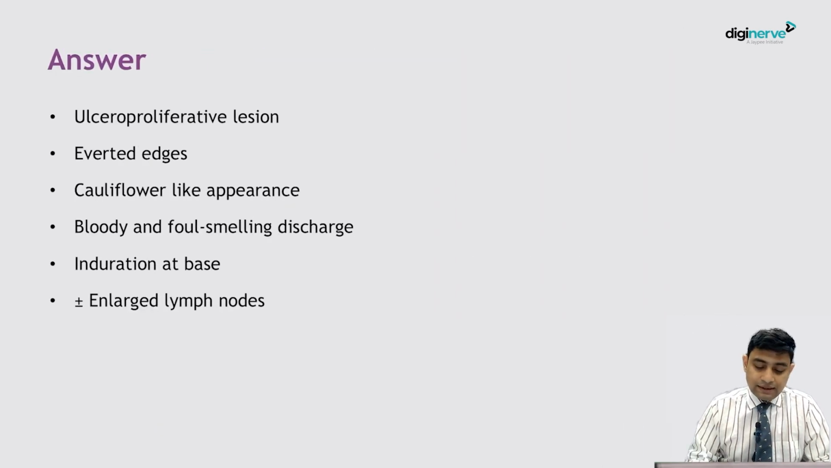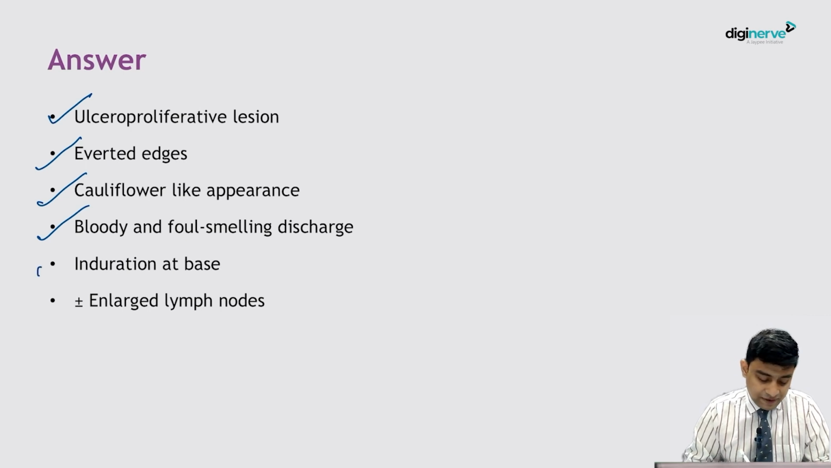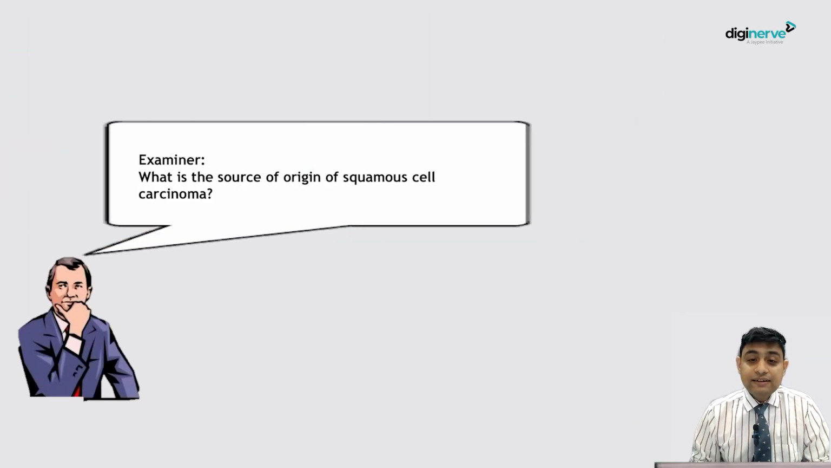Okay, so we know that this is an ulceroproliferative lesion. It has everted edges. It looks like a floret of a cauliflower. It has bloody discharge, and sometimes when the tip gets necrosed due to loss of blood supply, it starts to give a foul smelling, fishy sort of discharge. Okay, there's induration at the base, you've seen that. And if there are lymph nodes in certain cases, then it goes in favor of squamous cell carcinoma. But sometimes in Marjolin's ulcers, we've already discussed that we do not have lymphatic dissemination in these cases, okay.